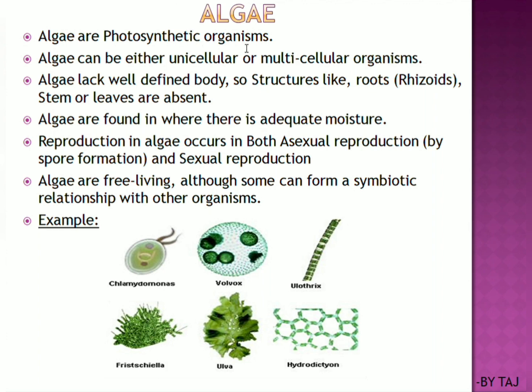Algae are photosynthetic organisms. Photosynthetic means they prepare their own food. Algae have a photosynthetic pigment called chlorophyll. Algae can be either unicellular or multicellular organisms. Unicellular means having a single cell; multicellular means having more than one cell. Algae lack a well-defined body, so structures like roots, rhizoids, stems or leaves are absent.